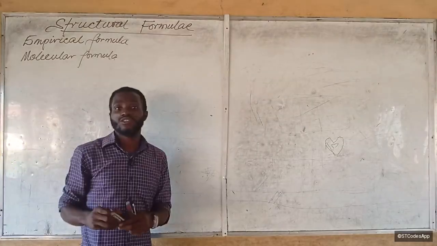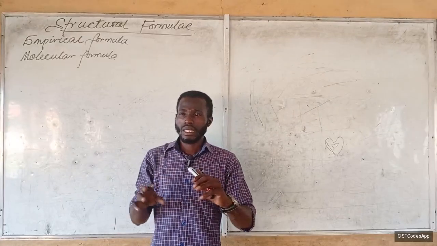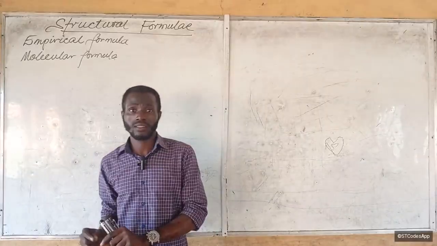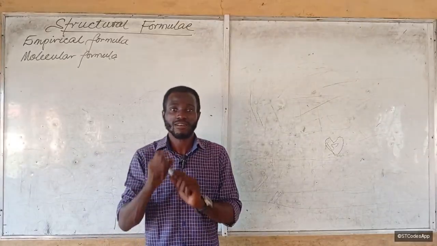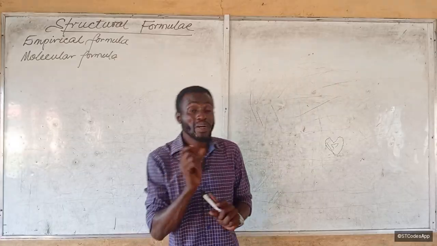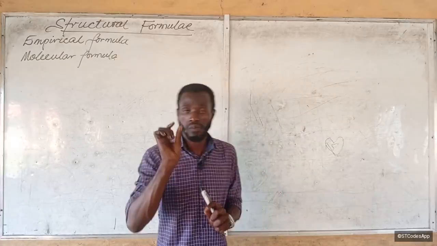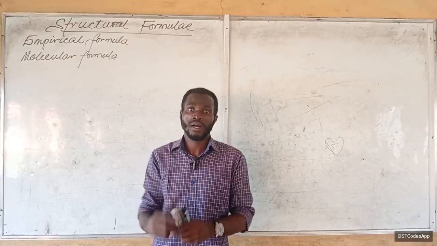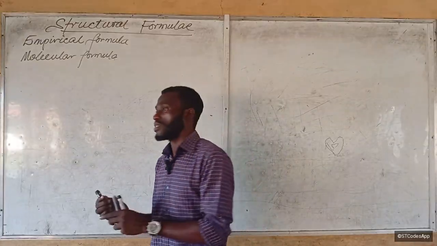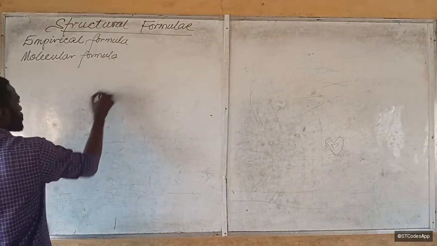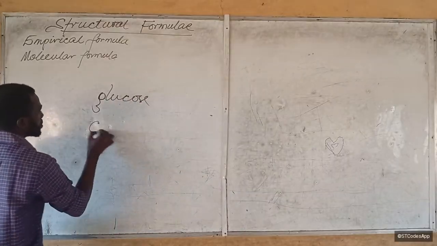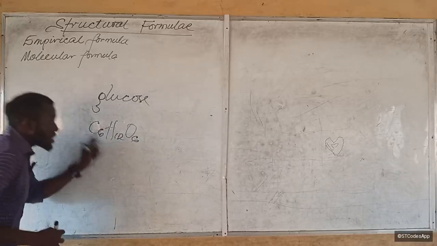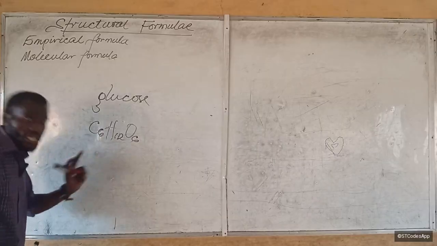So the empirical formula is just the formula that shows you which atoms are combined and in which ratios they are combined. We say it's the simplest formula that a compound can have. So the simplest formula that an organic compound can have is the empirical formula. For example, you know this is glucose here, C6H12O6. But this is the molecular formula.